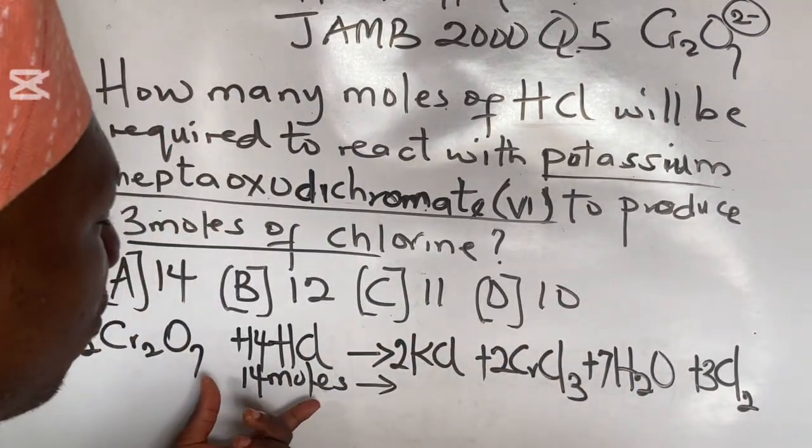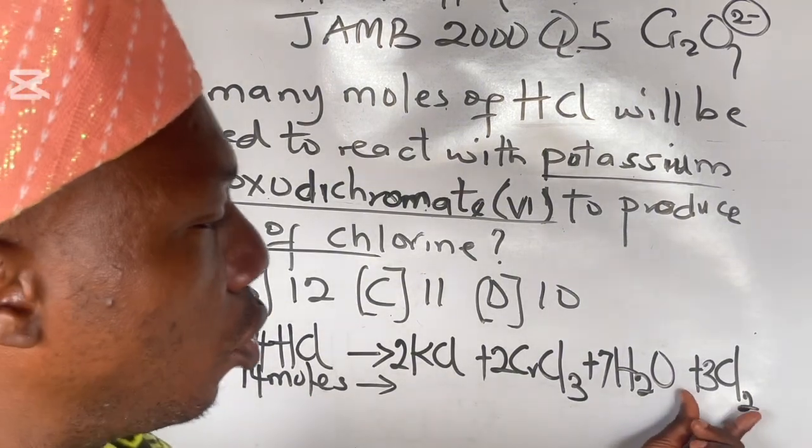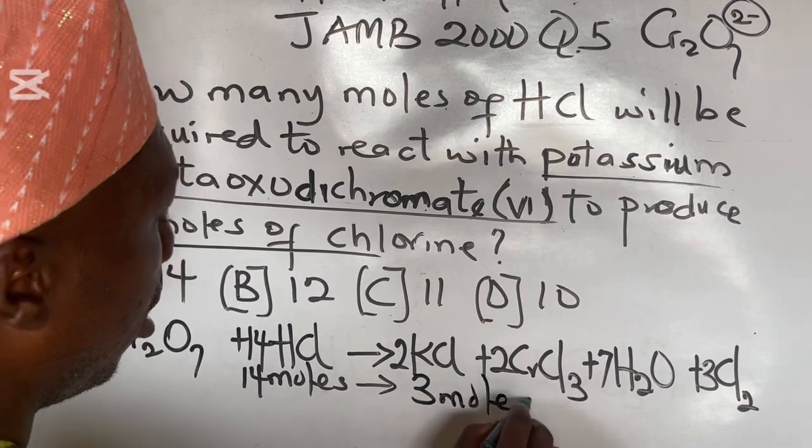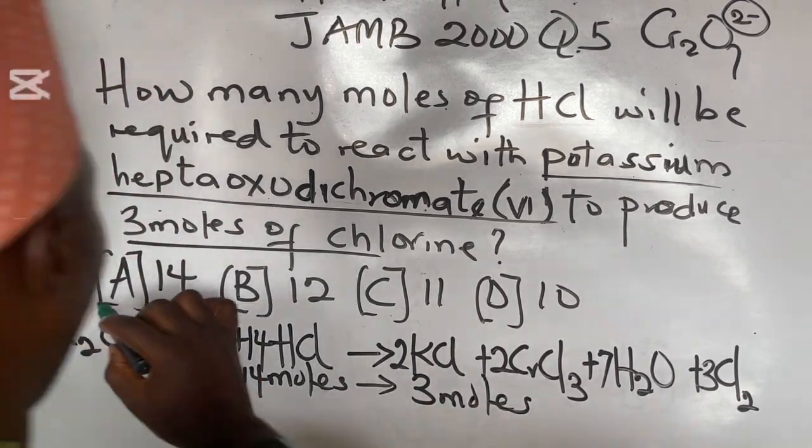So how many moles of HCl will be required to produce 3 moles of chlorine? So it's 14 moles. So this is option A.